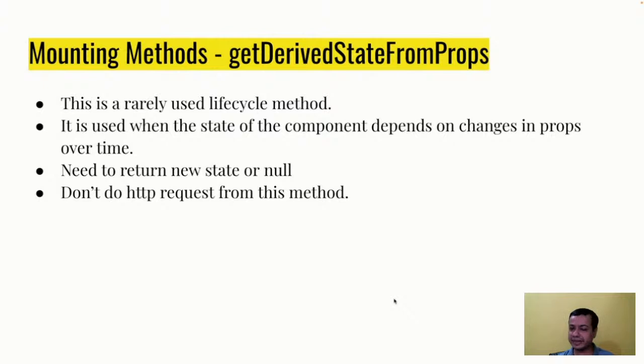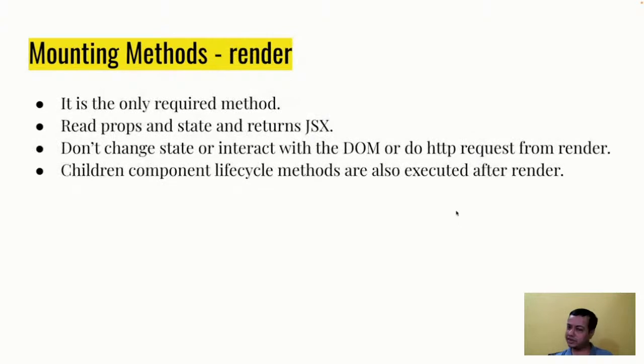Then getDerivedStateFromProps is a rarely used lifecycle method, and we are also not going to learn much about it. All the lifecycle methods have been ported to hooks, but this one has not been ported because it is hardly used, though it is still there in React. It needs to return state or null. Render is a very important method. It's the only required method. Even the constructor is something which, if you don't put it, will be okay. Render reads props and state and returns JSX.